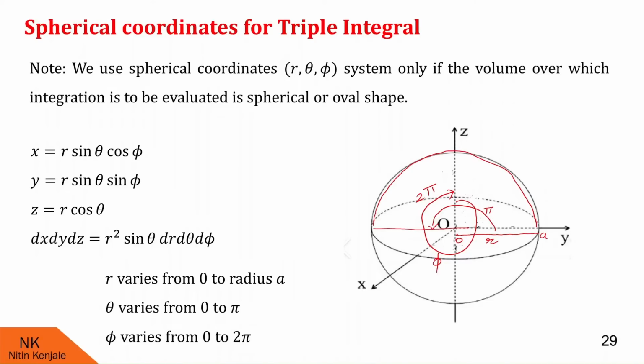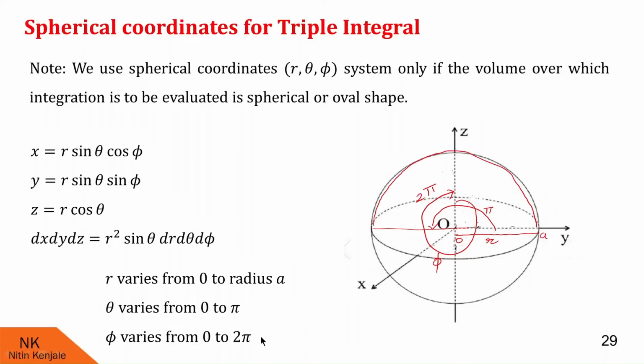These limits will change depending on the part of the sphere over which we are evaluating the integral. If we are evaluating only the half part of the sphere, then in that case r will vary from 0 to a, theta will vary from 0 to pi, and phi will vary from 0 to pi. These are limits for only half the sphere. If you are using only the first octant part of the sphere, then limits will be r varies from 0 to a, theta will vary from 0 to pi by 2, as well as phi will also vary from 0 to pi by 2.